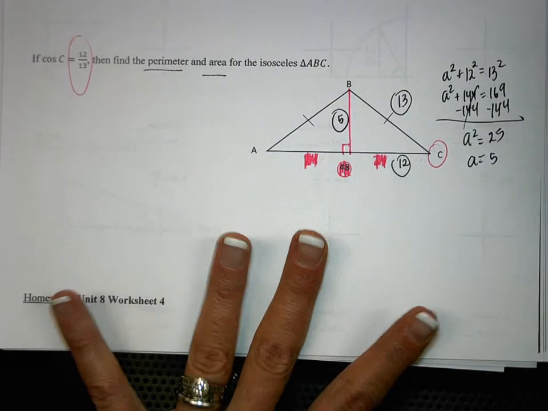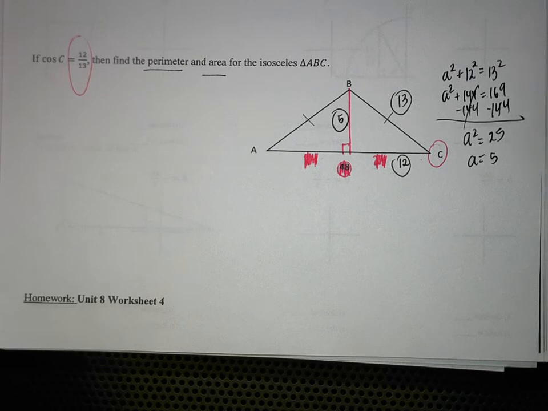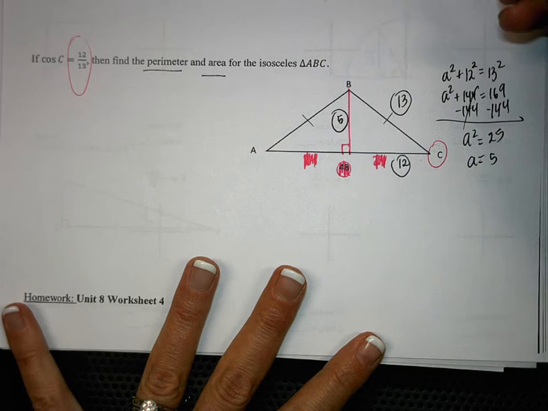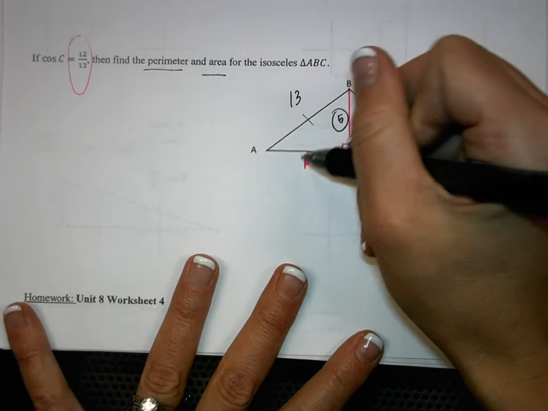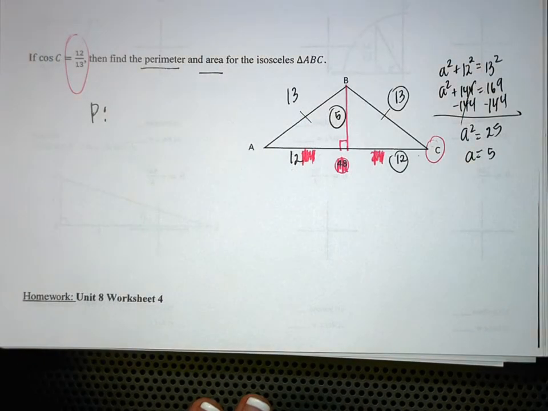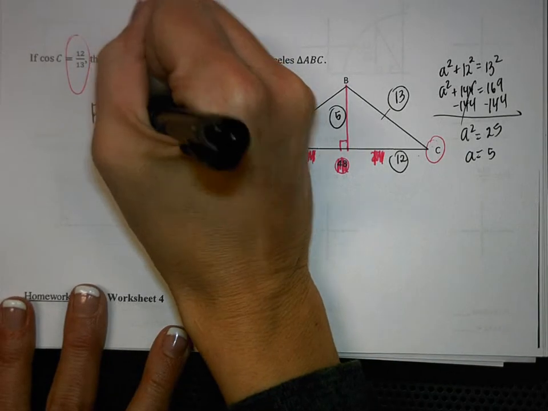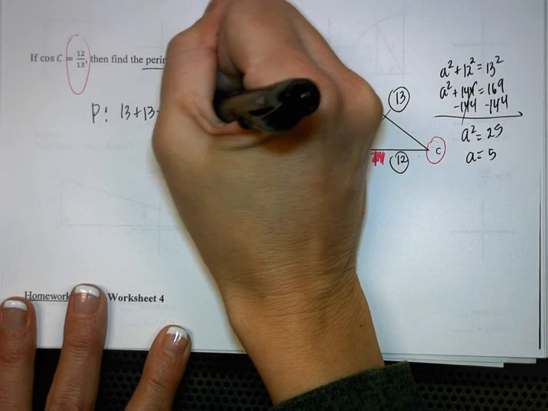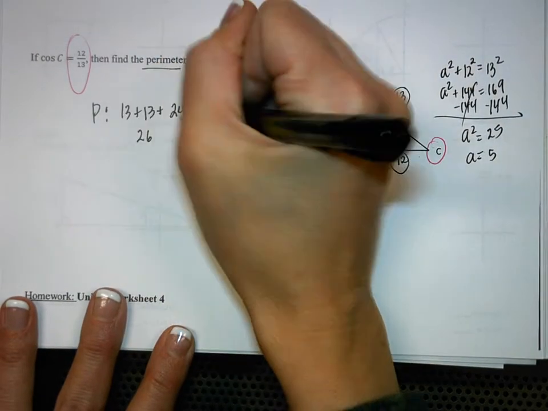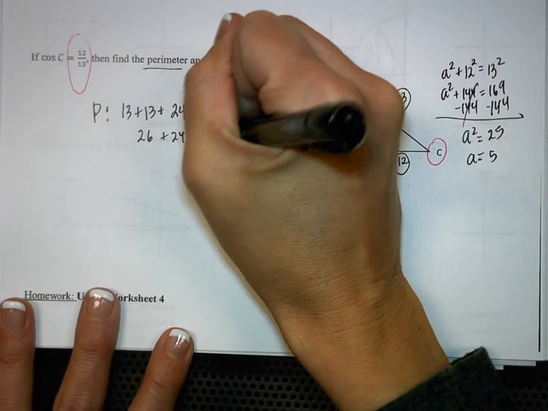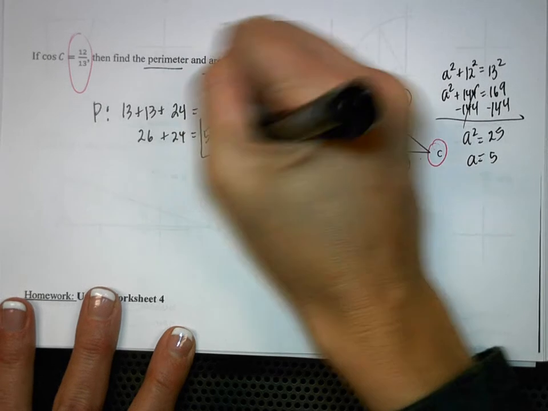Now, if you're doing the perimeter, this side is 13 and it's an isosceles triangle, so we know that this side is 13, and this right here is 12, so the perimeter of this triangle, when we add around all the sides, what does it equal? It would be 13 plus 13 plus 12, and 12 is 24. So we really have 26 plus 24, which equals 50, and I'm going to call that 50 units, because when we're dealing with lengths, we should have units.